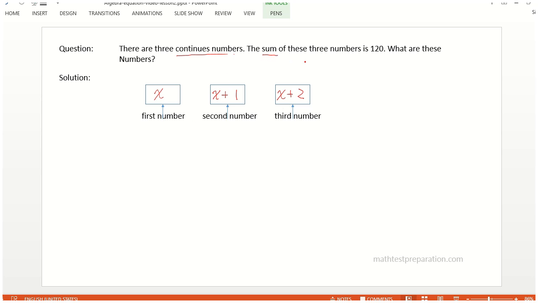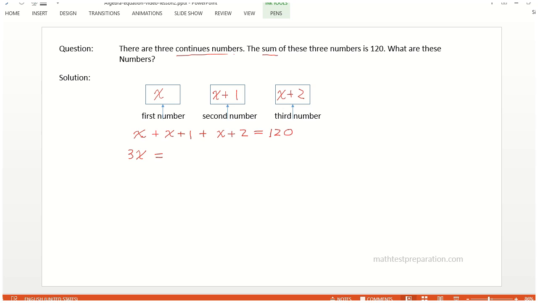Because the sum of these numbers is 120, the first number plus the second number plus the third number is 120. Now, we need to solve this one variable equation to get these numbers. x plus x plus x equals 3x.